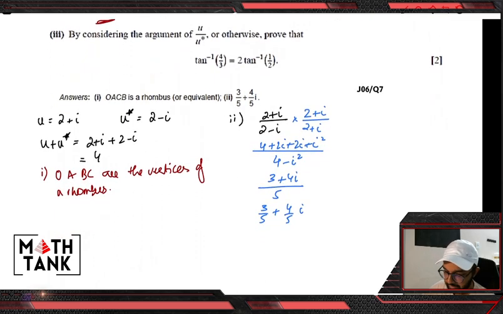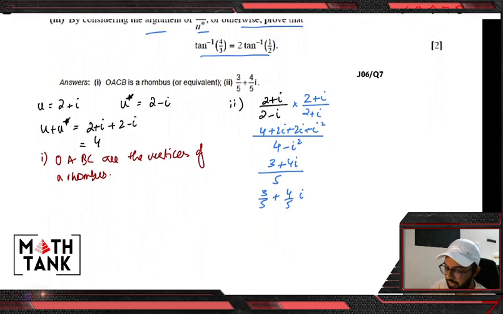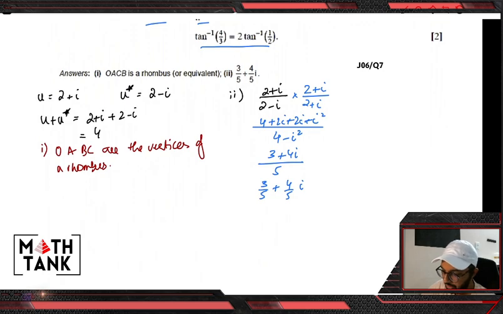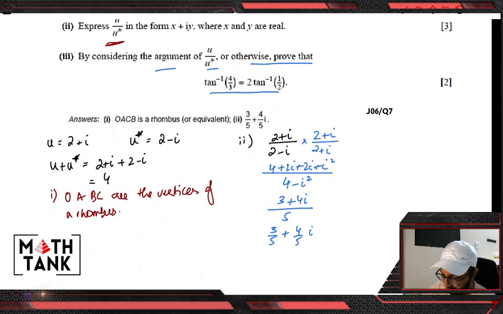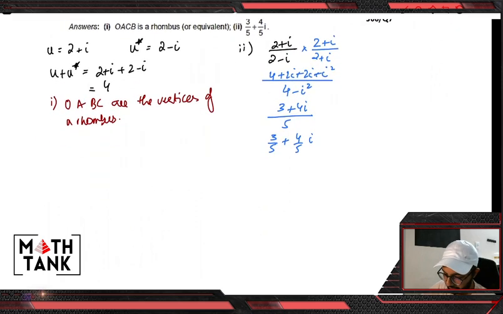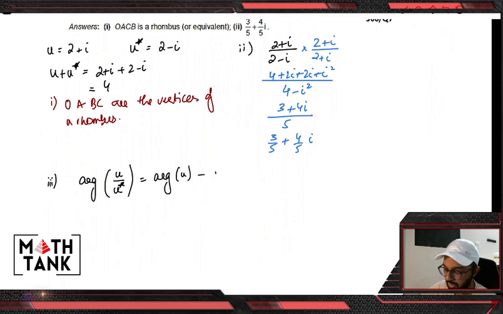Now it says in the next part, by considering the argument of U over U star or otherwise, prove this. Now this is more of a challenging question, and it relies on the rules that you've learned about arguments. There was a particular rule that said that when you are trying to measure the argument of two complex numbers that are being divided, you can simply find it by saying that this is argument of U minus argument of U star. That was the rule for arguments.